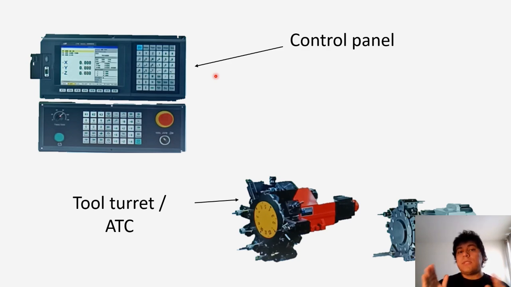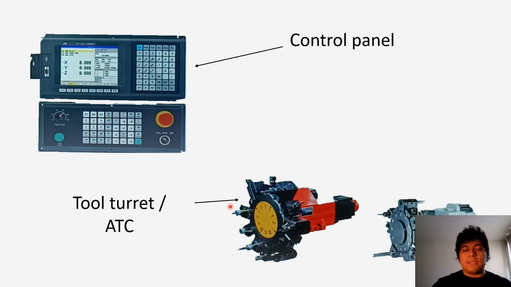The advantage of using the computer numerical controller machine is that you can definitely achieve very complex parts, and you're gonna see why. We also have the tool turret or the ATC, which stands for automatic tool changer. So what does automatic tool changer mean here? As you can see, this tool turret, as we call it, has all these little pockets or openings that can hold multiple tools.